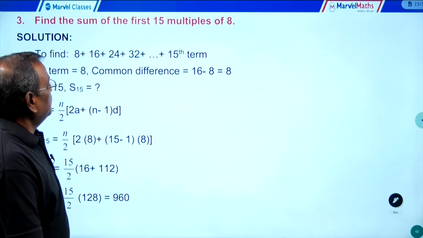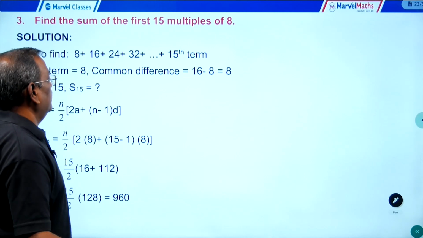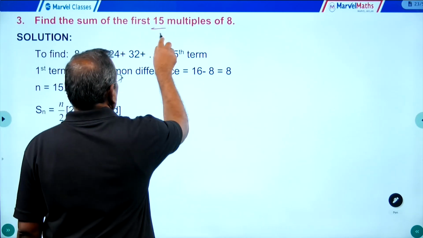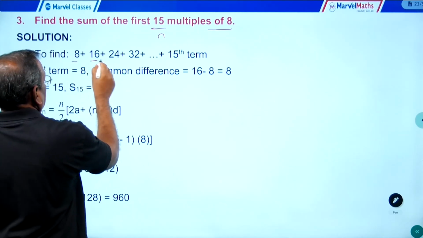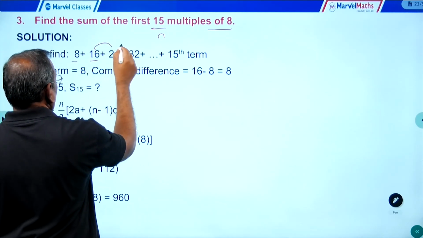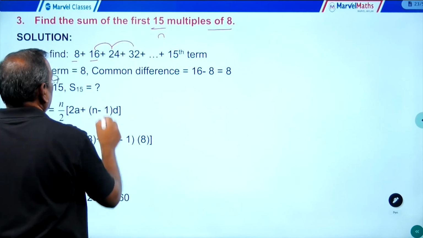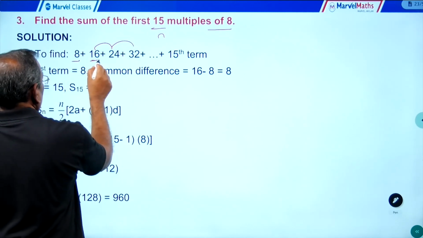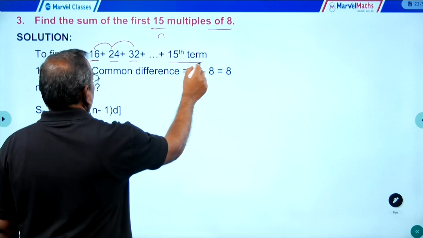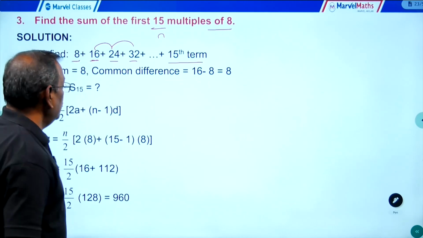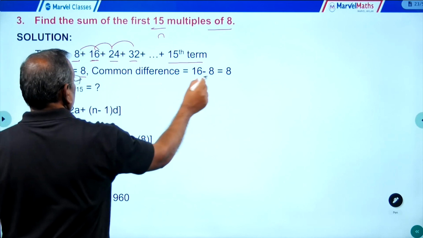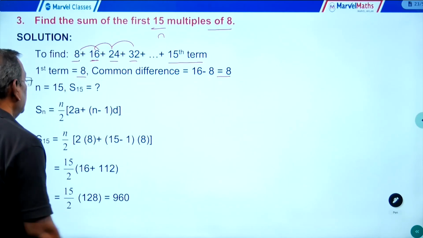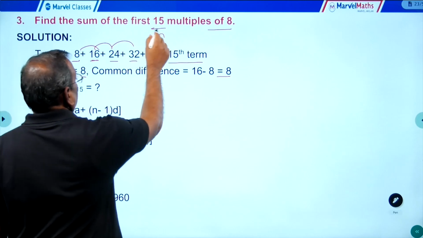Next, find the sum of the first 15 multiples of 8. 15 multiples of 8, this is a number. The first number is 8, second number is 16, then 24, that is 8 times 1, 2 times, 3 times, 4 times. How many times? 15 terms. So what is A? A equal to 8, common difference equal to 8 and n equal to 15 because there are 15 numbers.